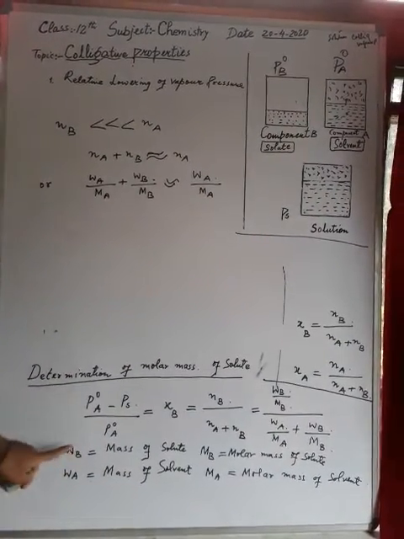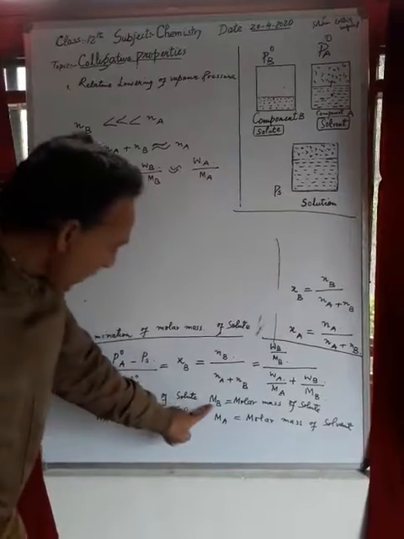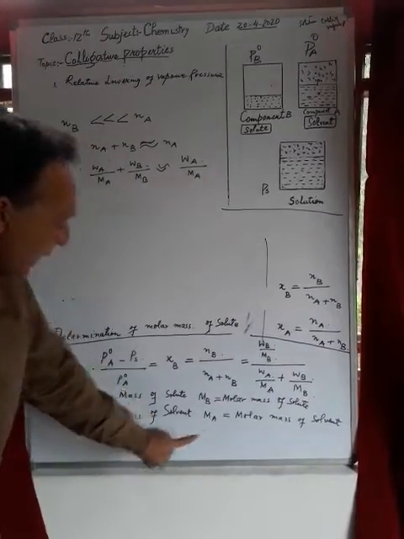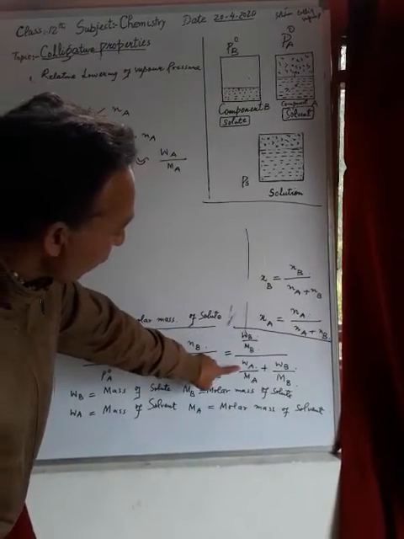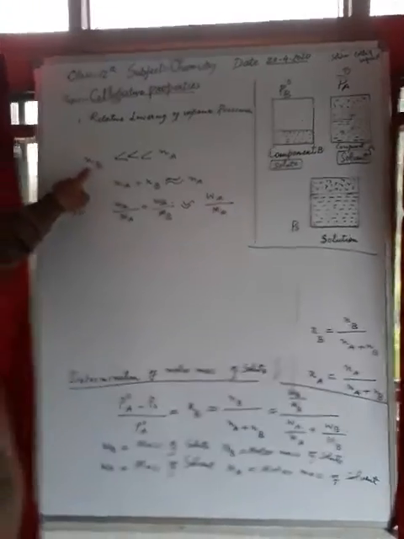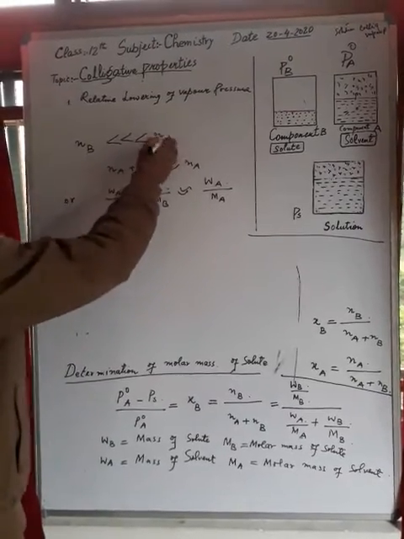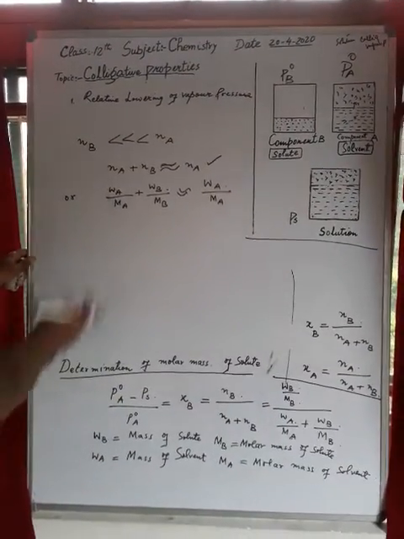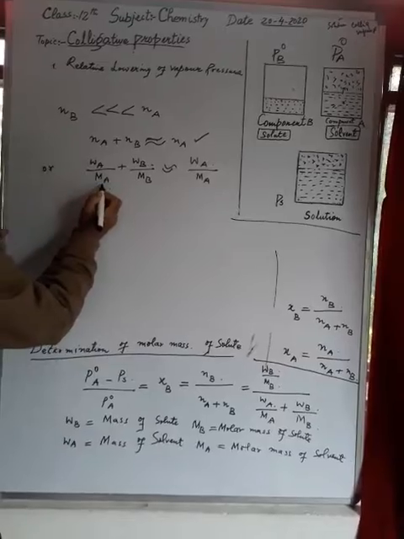Here I will explain again. If WB grams of the solute having molar mass MB are dissolved in WA grams of the solvent having molar mass MA, then this equation becomes WB by MB divided by WA by MA plus WB by MB. Since the solution is dilute, the number of moles of the solute is very small as compared to the number of moles of the solvent. So it is neglected when we add the two. The addition becomes approximately equal to NA, the number of moles of the solvent, which is equal to the mass of the solvent divided by the molar mass of the solvent.